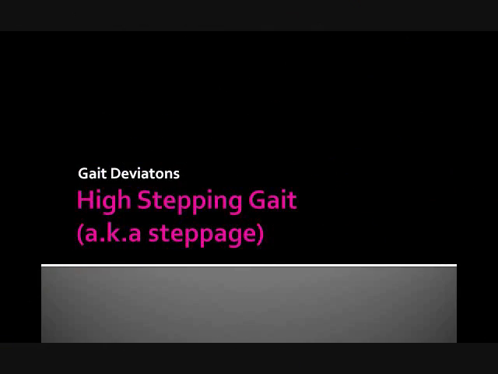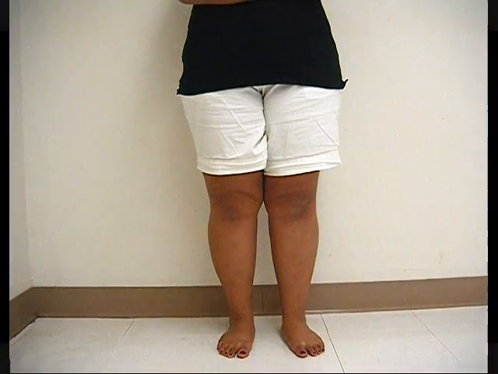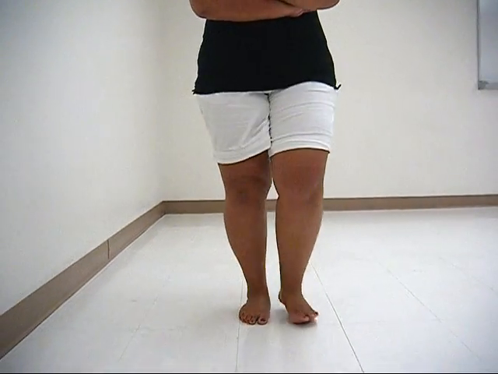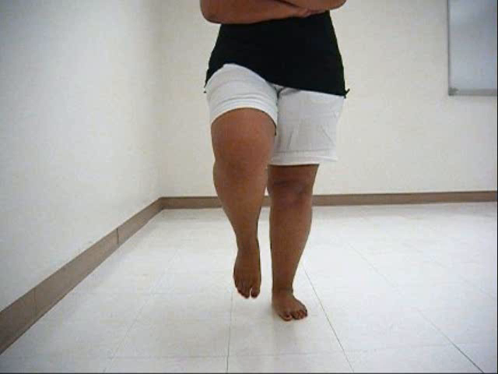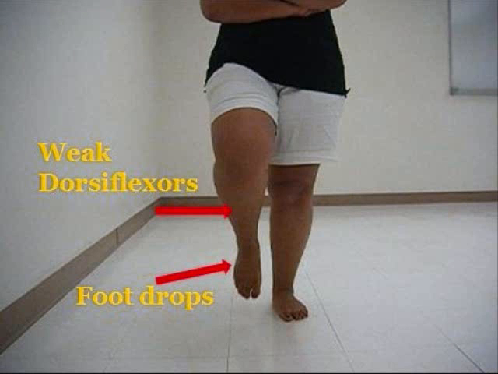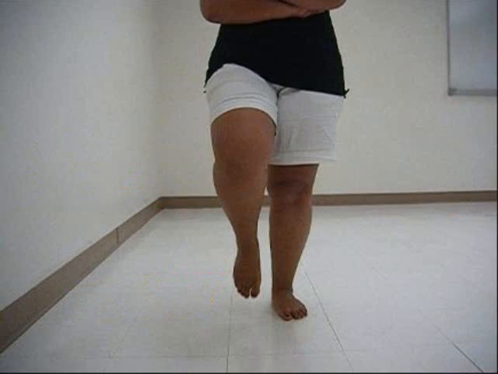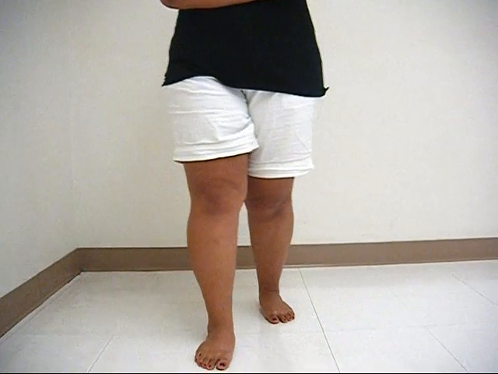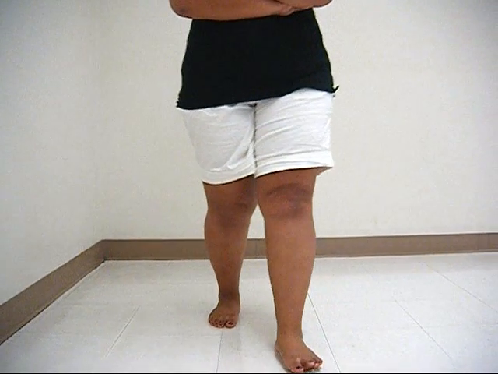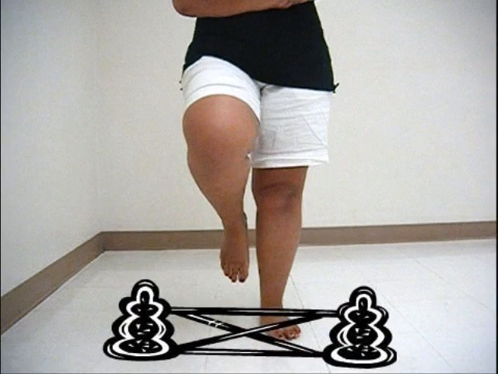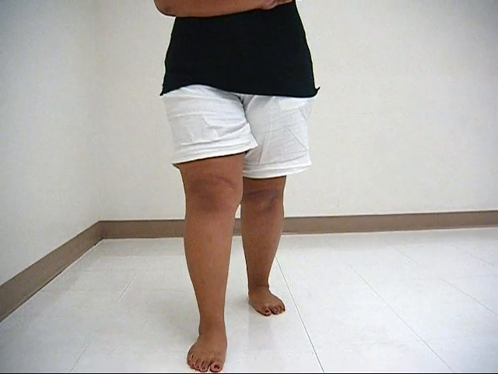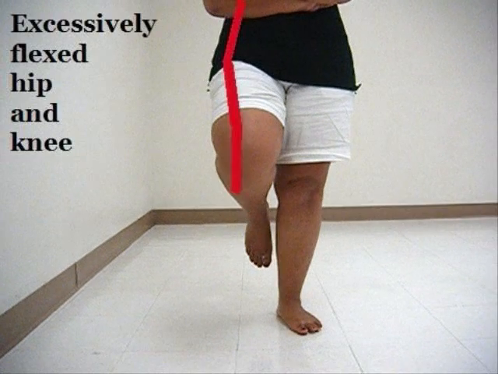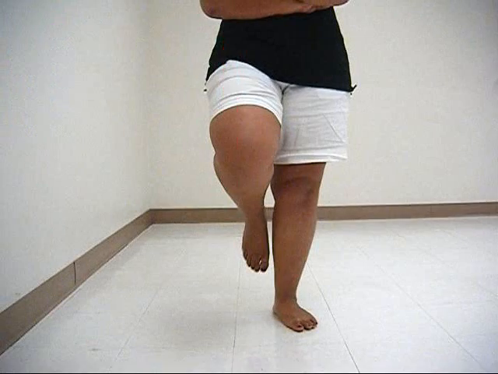High stepping gait, also known as steppage gait. The impairment for high stepping gait is marked weakness of the dorsiflexors, resulting in the foot dropping. This deviation would be noticed when the individual appears to be stepping over an imaginary obstacle, therefore the term high stepping. The reason for this deviation is that in order to clear the foot from the ground, the hip and knee must be excessively flexed to advance the leg.